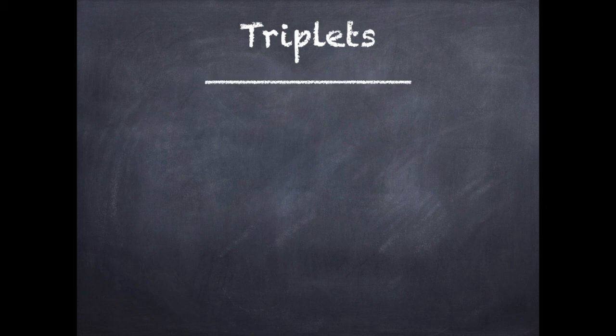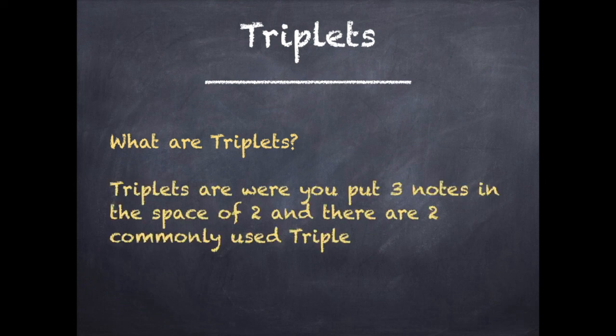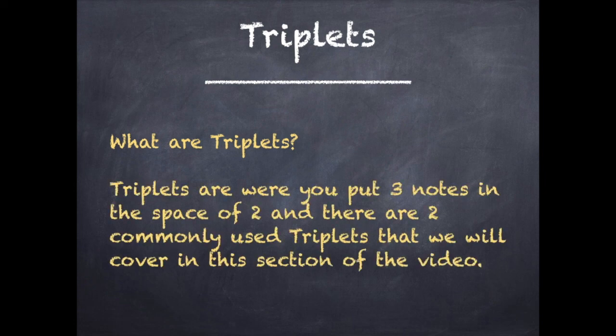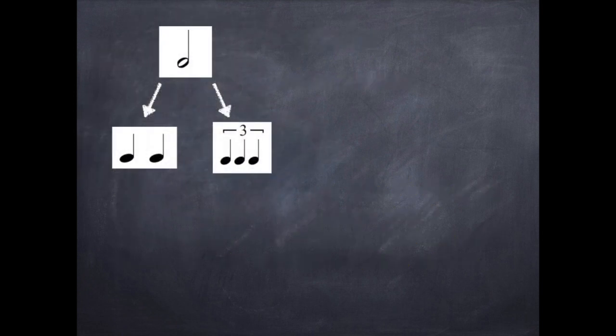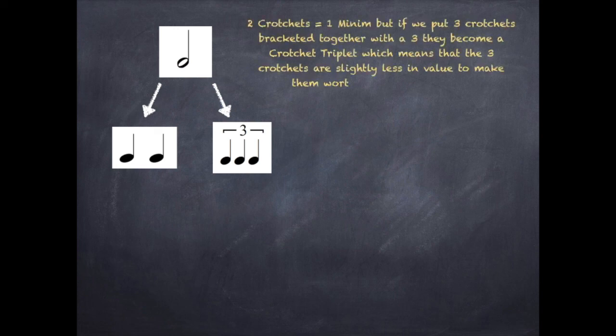Triplets. What are triplets? Triplets are where you put 3 notes in the space of 2, and there are 2 commonly used triplets that we will cover in this section of the video. 2 crotchets equals 1 minim, but if we put 3 crotchets bracketed together with a 3, they become a crotchet triplet, which means that the 3 crotchets are slightly less in value to make them worth 2 beats or a minim.